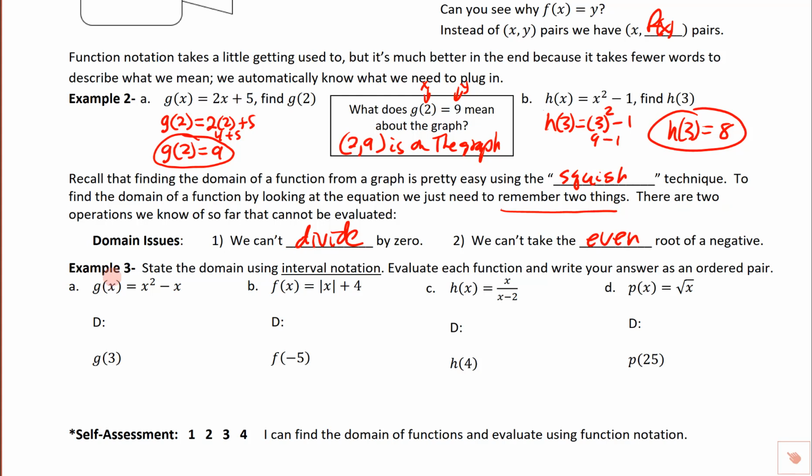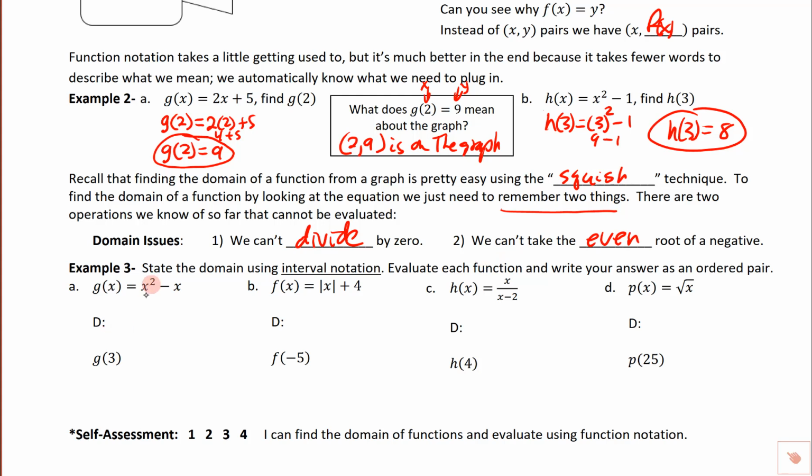And we're going to take a look at this example 3 here. It says, state the domain using interval notation and then evaluate each function and write your answer as an ordered pair. So we look at this one right here, and the cool thing about this is we only need to keep in mind these two issues. If it's got division in it, we want to make sure that we could never divide by 0, and if it's got an even root in it, we want to make sure that we're never going to be taking the even root of a negative.